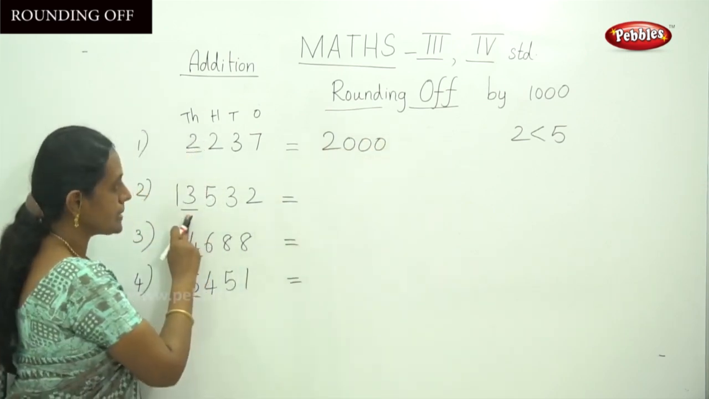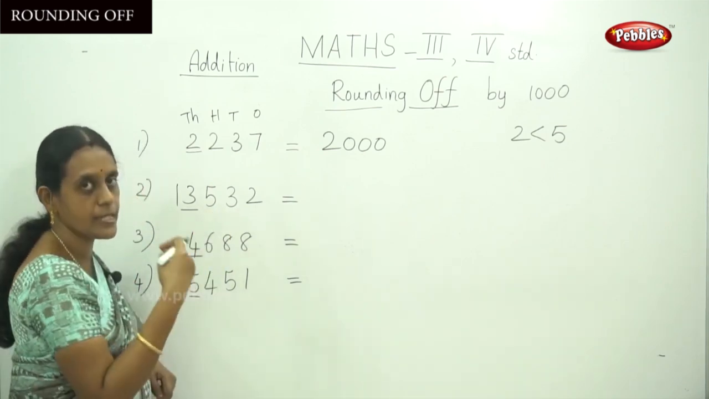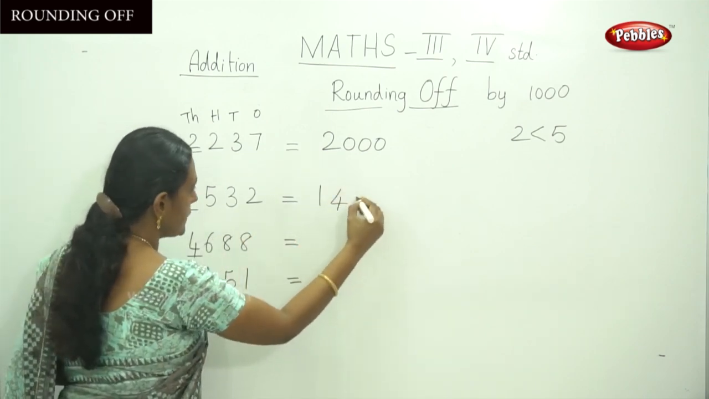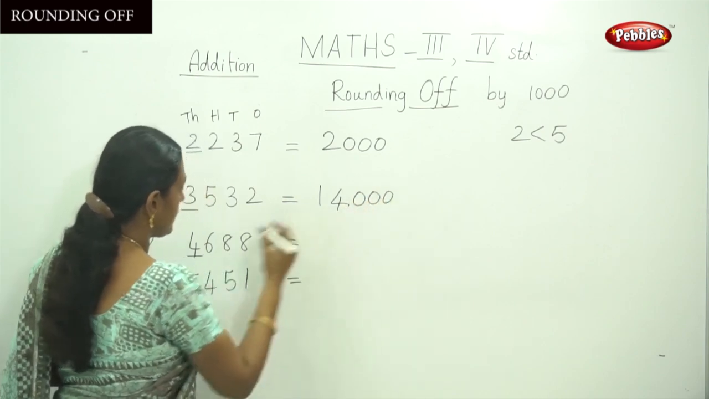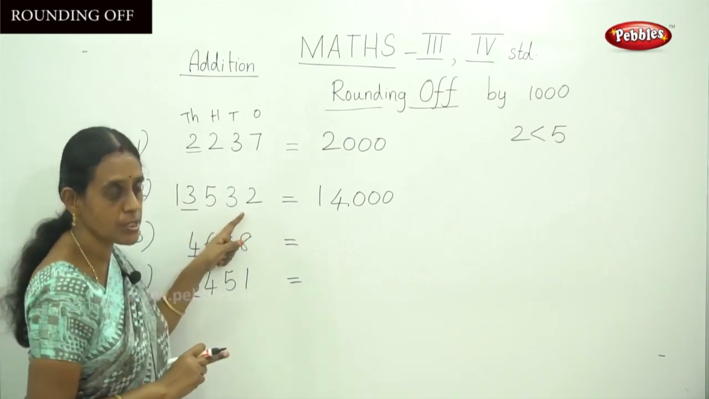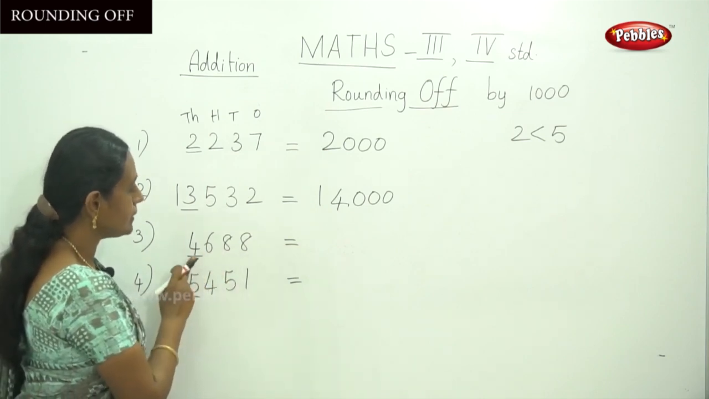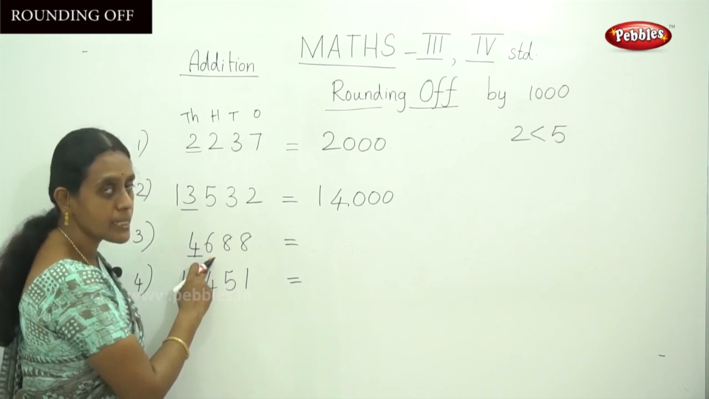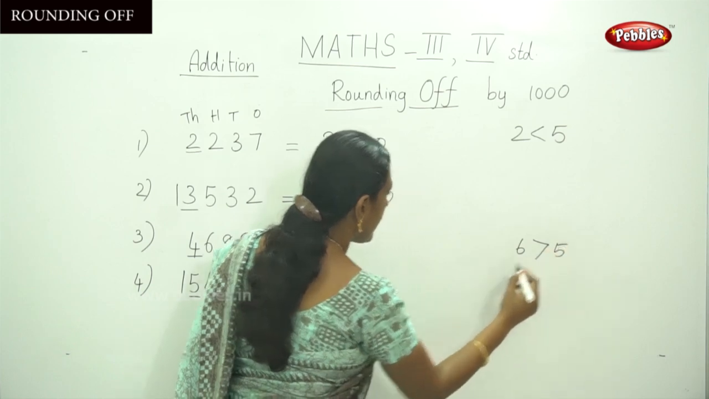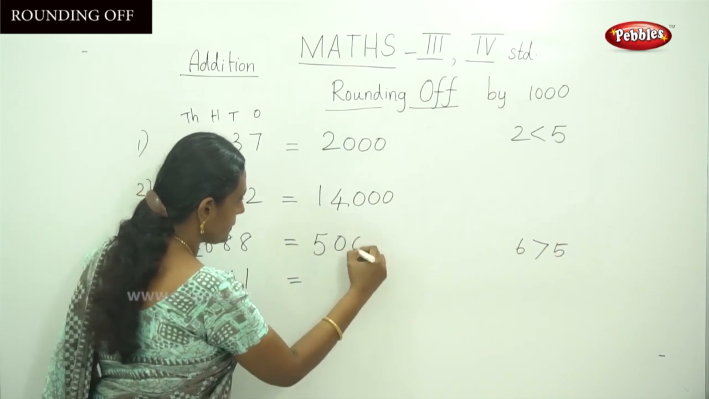And for this 3, the nearest 10 is 5, and 5 or more means you have to change to the next 1000. So for 3, the next 1000 means 4, that is 14,000. It is a 5 digit number, so 13,532 is changed into 14,000. And here, ones, tens, hundreds. The next number, 6, is greater than 5, so change to the next 1000, that means 5,000.